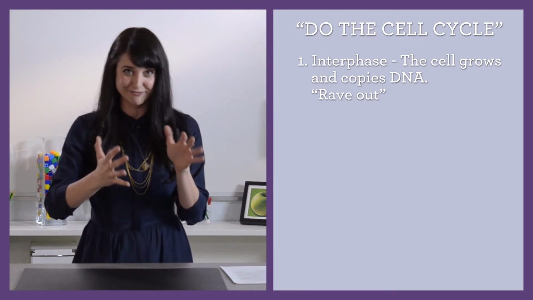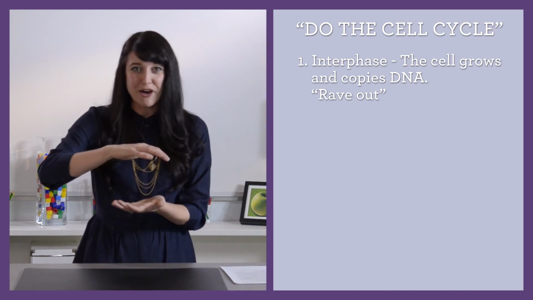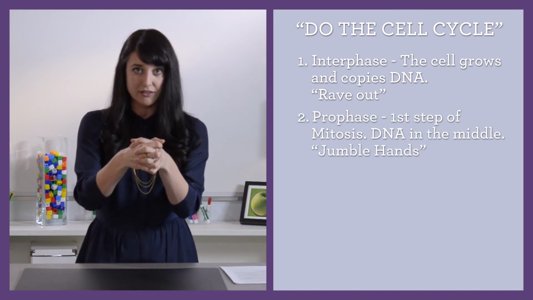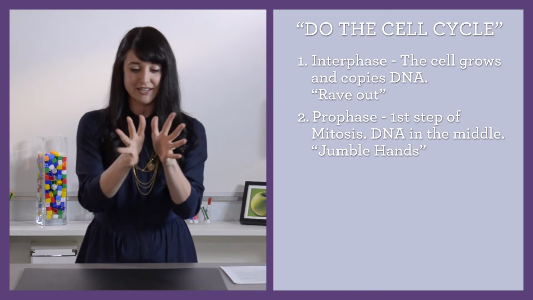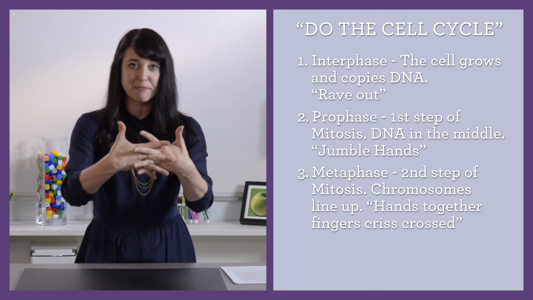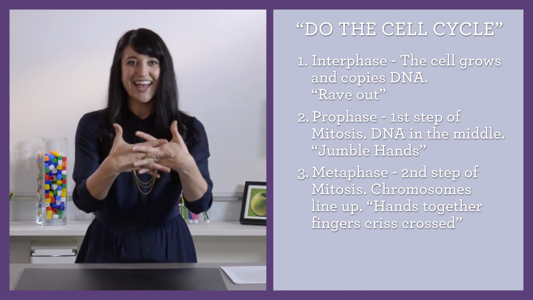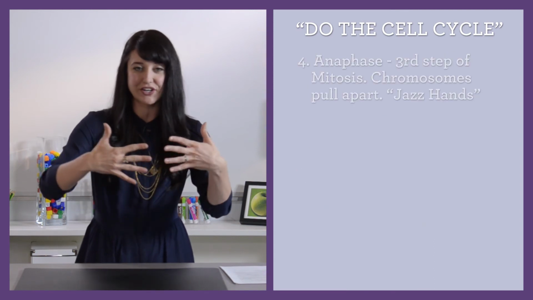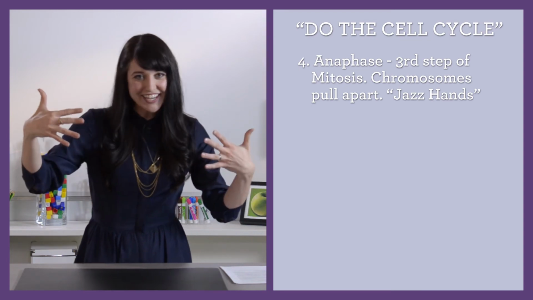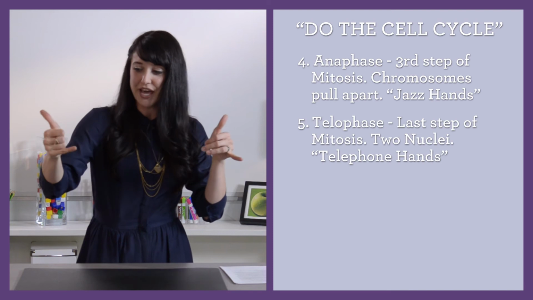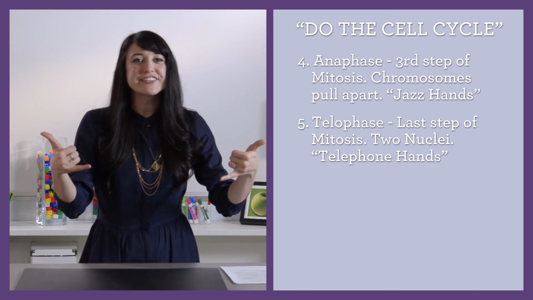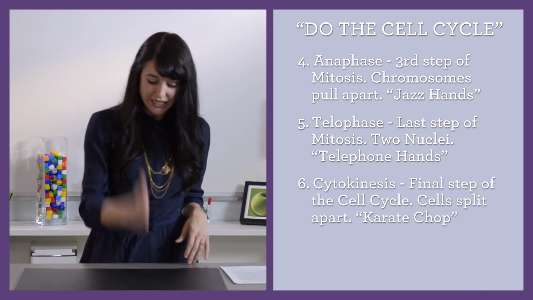This is interphase. Then we move into the first step of mitosis, which is prophase, where the DNA is jumbled up in the middle of the cell. We already have two sets, like I have two hands, prophase. The next step is metaphase, where the chromosomes line up in the middle of the cell. After metaphase, they're pulled apart during anaphase, and this is where you can let those jazz hands just go. Anaphase then is followed by telophase, where we have two nuclei. They have to talk to each other on telephones. And then the final step of the cell cycle is cytokinesis.